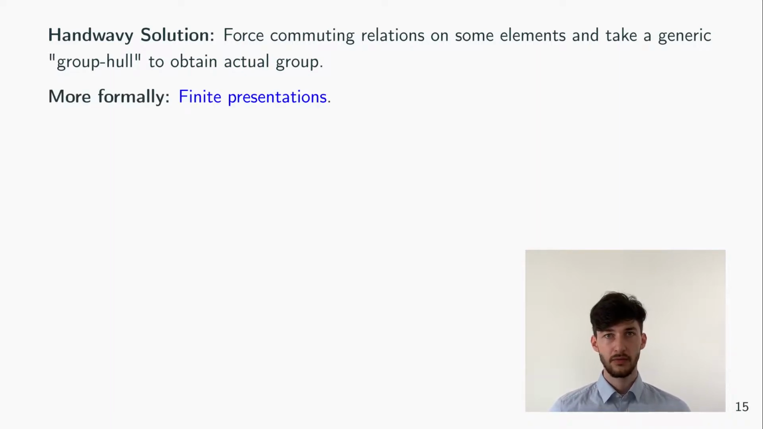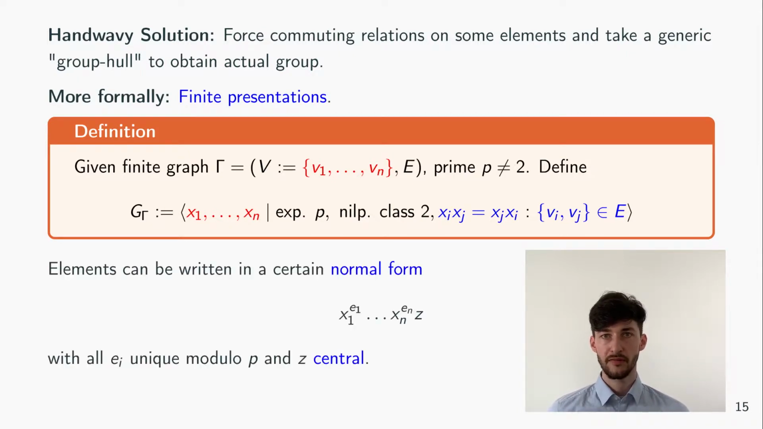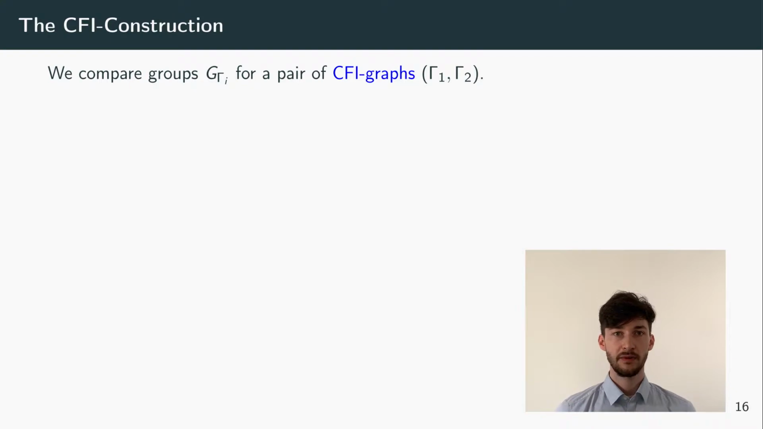And more formally, what we use here are finite presentations, and for some people this information may be useful, so I'm just quickly stating it here, and then I refer to the paper for the actual details. But just take away, you can see here we have generators of this group corresponding to the vertices, and then there are certain relations making this group of exponent p and nilpotency class 2 as well. And then we can give a normal form for the elements, so basically arbitrary products of vertices which play a role here.